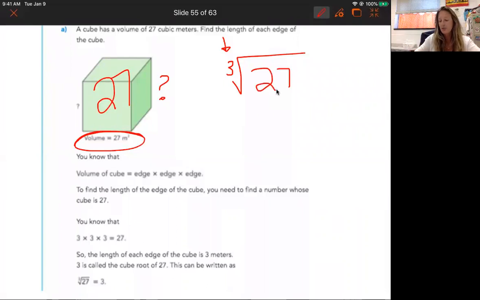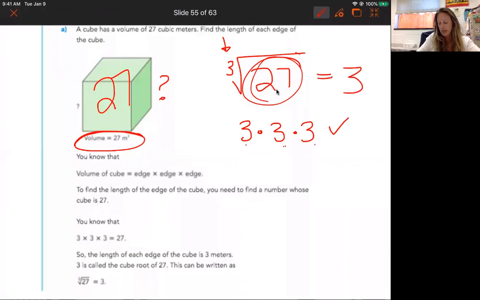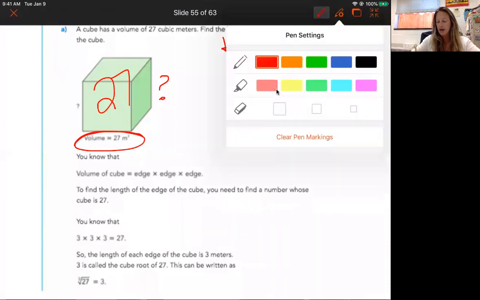I can also think, well, what goes into 27? 3 does, right? So maybe it's 3. If I do 3 times 3 times 3, 3 times 3 is 9. 9 times 3 is 27, so that checks out. So my cubed root of 27 would be 3. So your math facts are really going to come into play here.